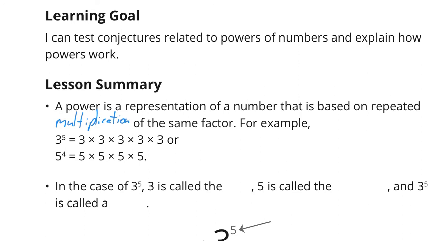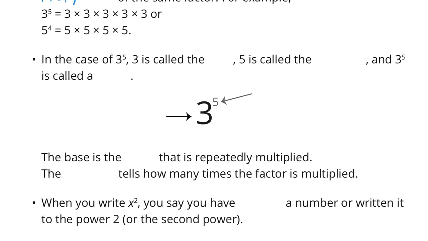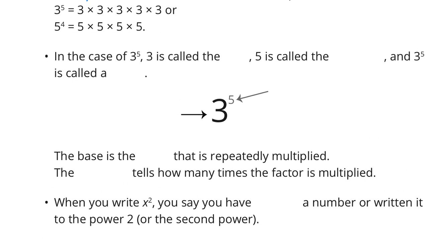Of the same factor. For example, 3 to the power of 5 is 3 times 3 times 3 times 3 times 3, or 5 to the power of 4 is 5 times 5 times 5 times 5. In the case of 3 to the power of 5, 3 is called the base. So please write in base right there. 5 is called the exponent. And 3 to the power of 5 is called a power. So we should label on here, this is the base, this is the exponent.